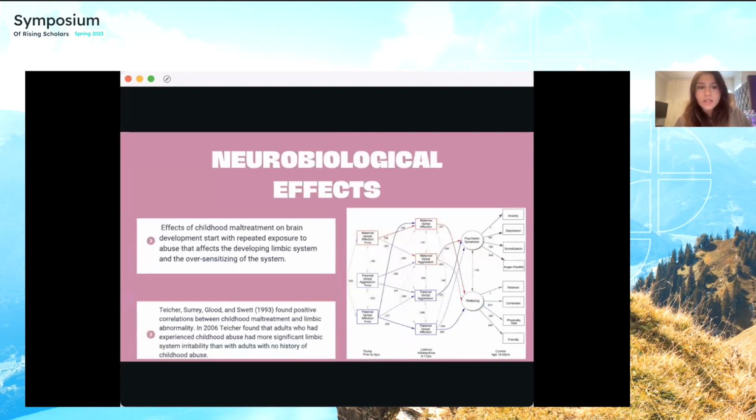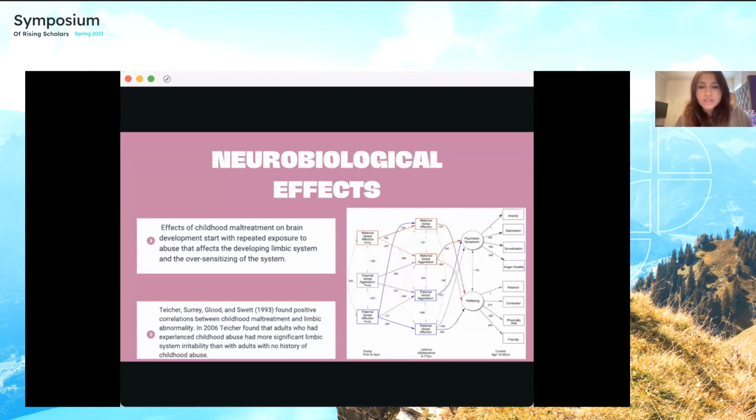So the neurobiological effects of childhood maltreatment. Effects of childhood maltreatment on brain development start with repeated exposure to abuse that affects the developing limbic system and the oversensitizing of the system. This also answers another big question that many people have, which is what type of abuse affects a child the most? And the answer is all abuse. It just has to be repeated exposure.